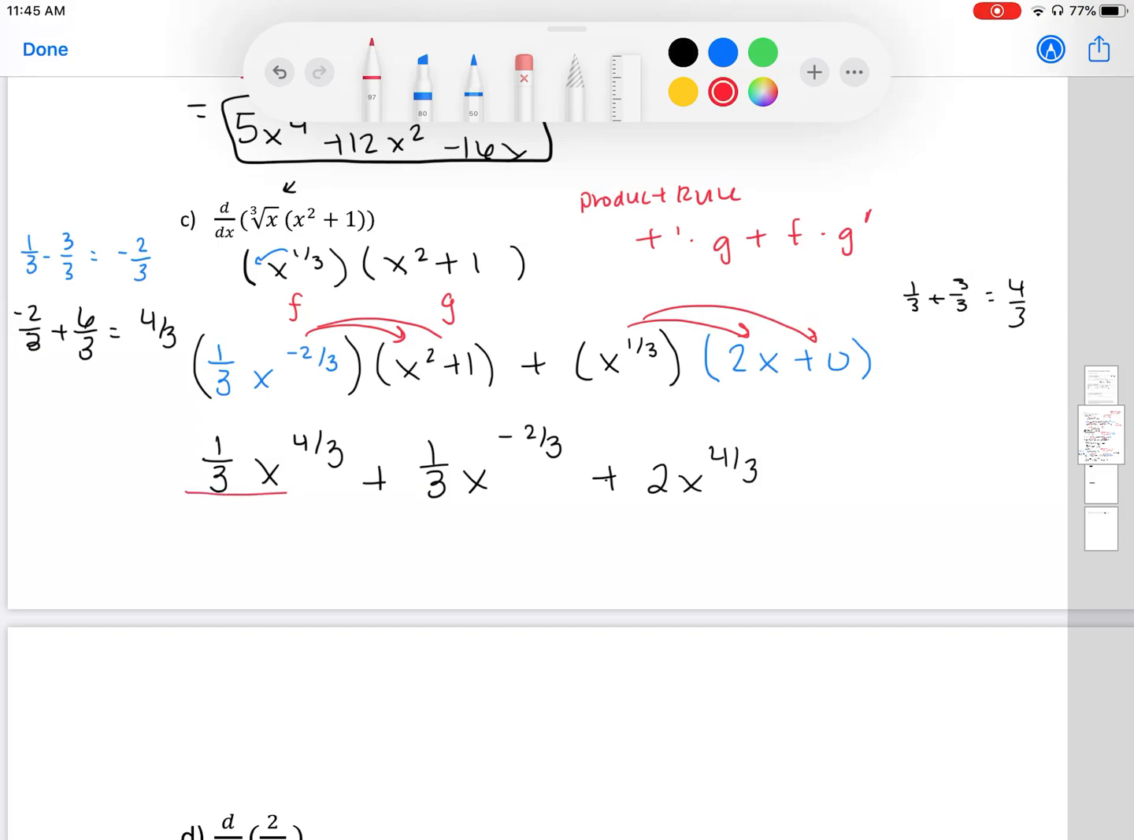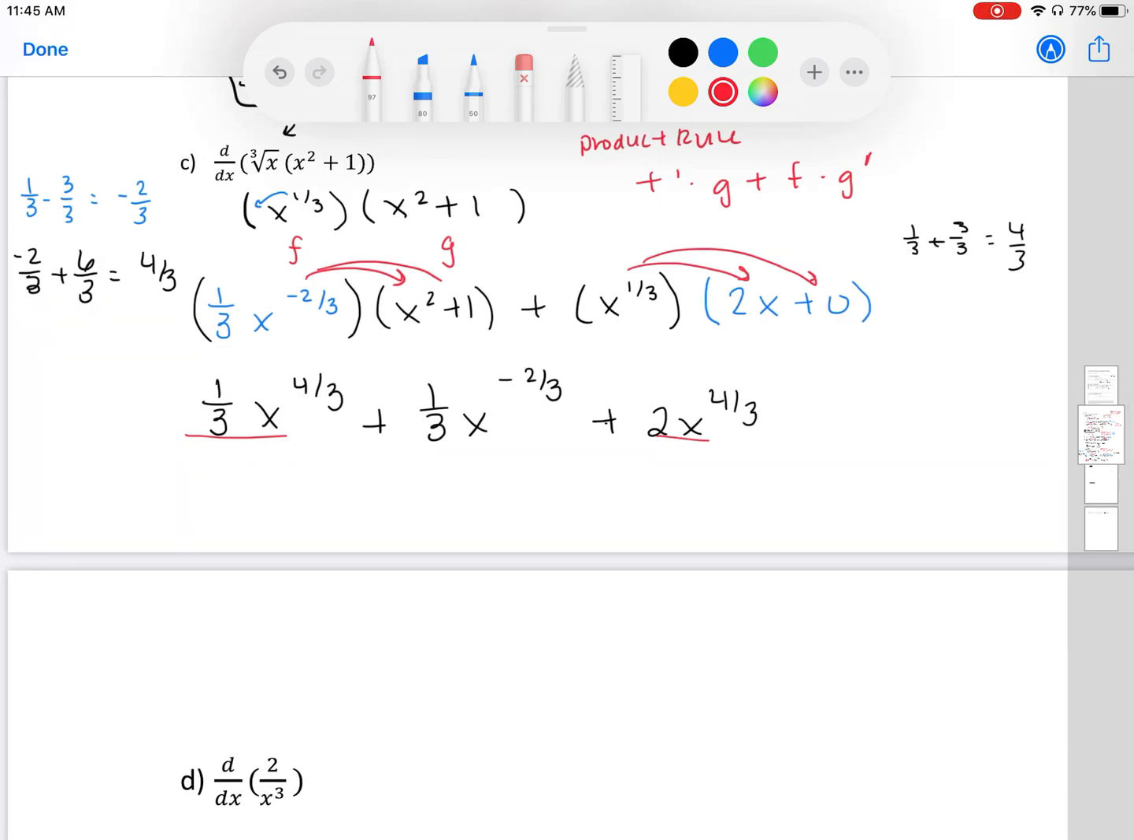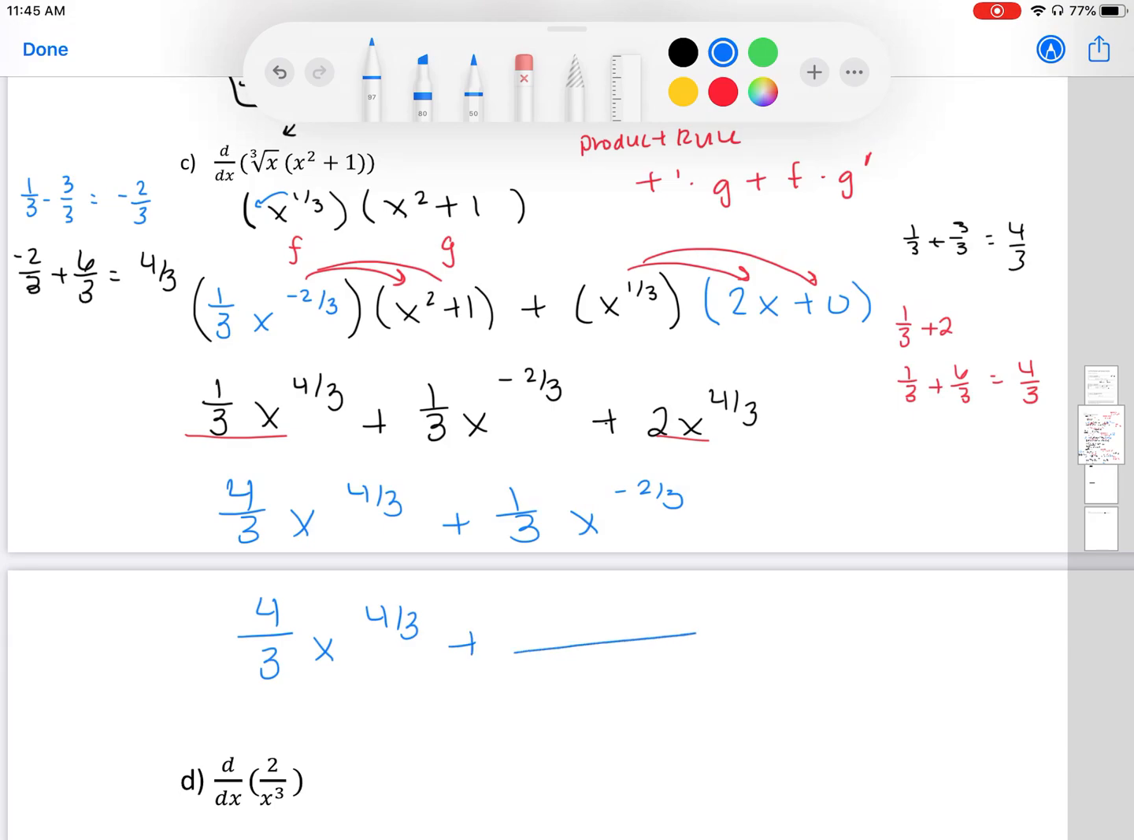Okay, we have some like terms. So that we have 1/3 plus 2, that gives us 6 over 3, 4 over 3. So we have 4 over 3 x to the 4/3 power plus 1/3 x to the negative 2 over 3. So we can write that negative exponent below so that I have 4 over 3 x to the 4/3 plus x to the, not negative anymore, 2/3.